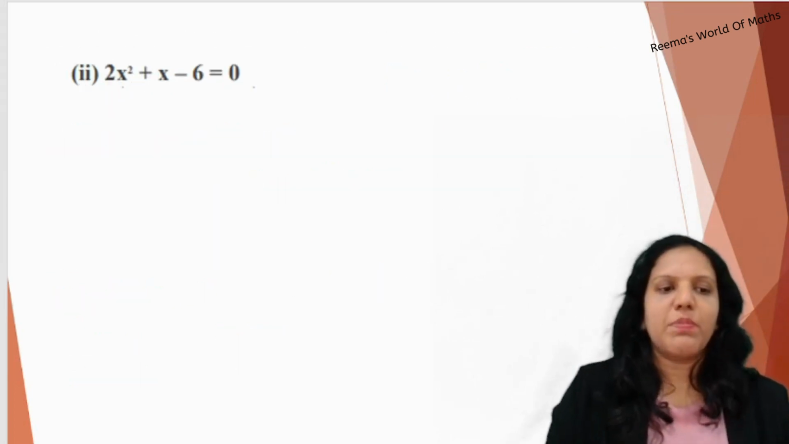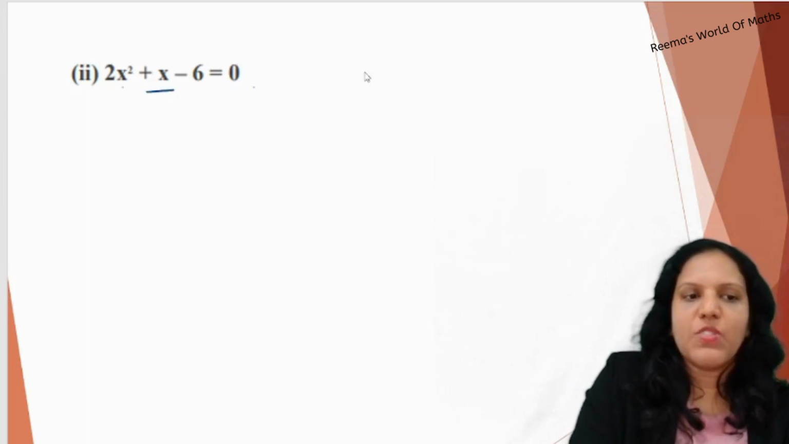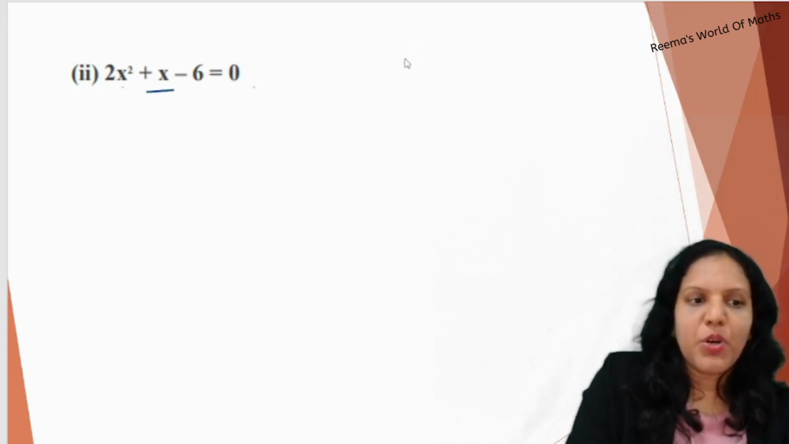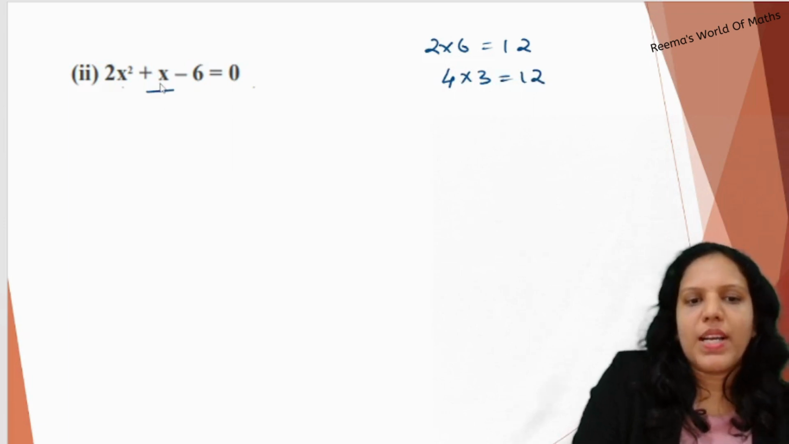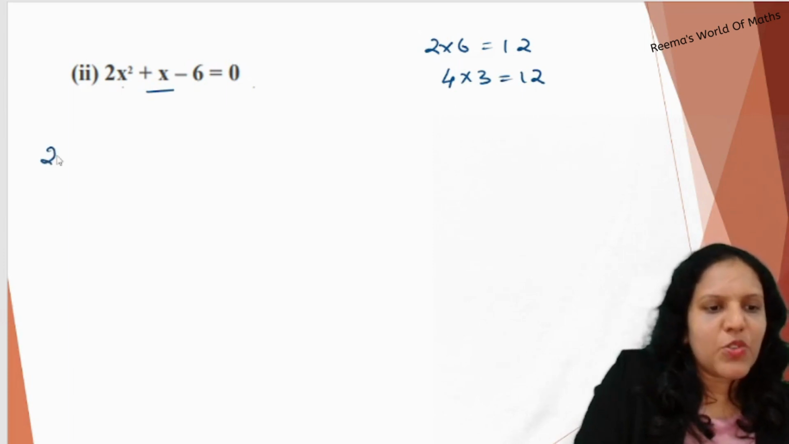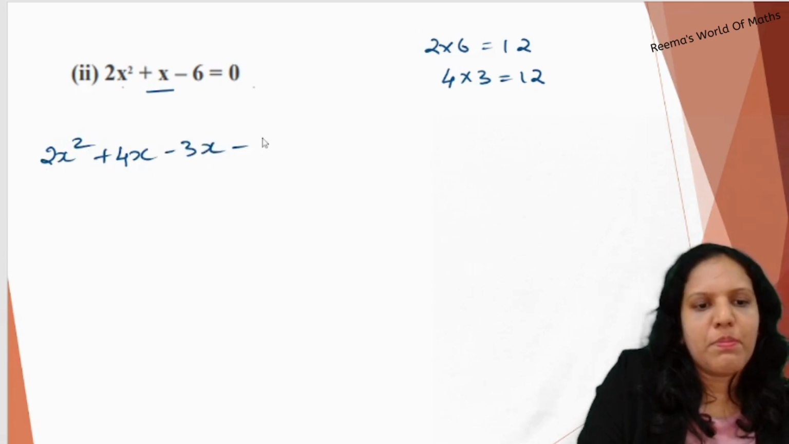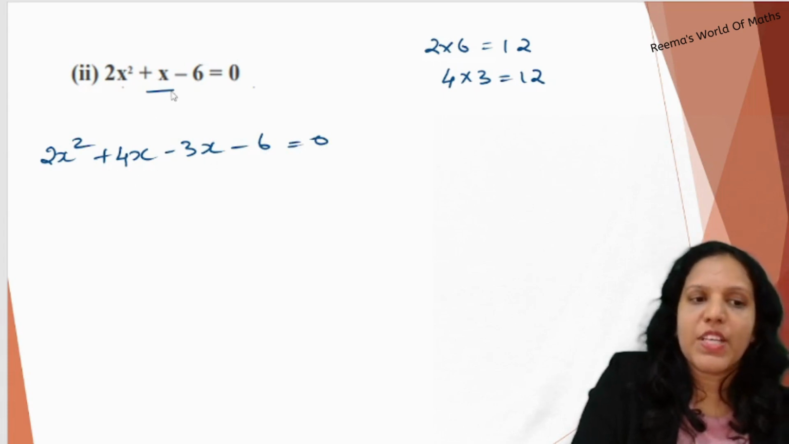Next question, 2x squared plus x minus 6 equals 0. Again the middle term is x, which is 1x. Then we need to find the product of the constant and the coefficient of x squared, which is 2 multiplied by 6 equals 12. We can write 12 as 4 multiplied by 3, which also gives 12. So we can split the middle term x using 4 and 3. That will be 2x squared plus 4x minus 3x minus 6 equals 0, since 4x minus 3x gives x.